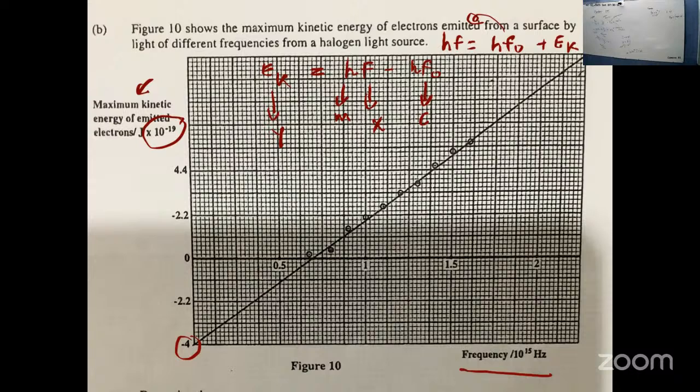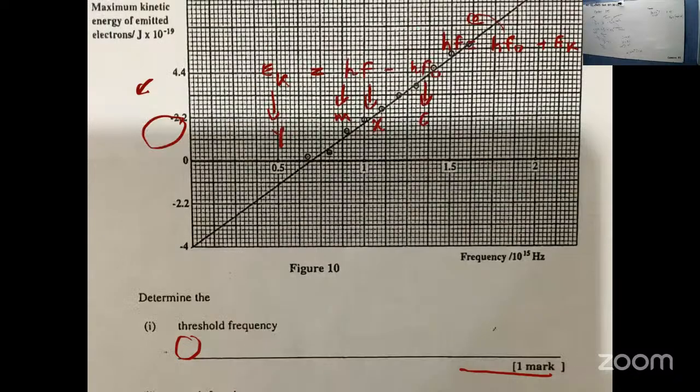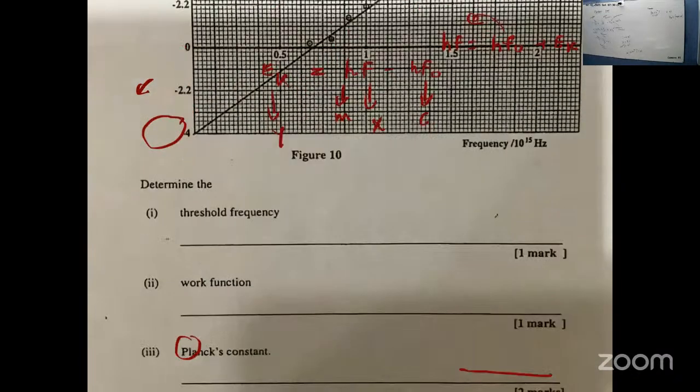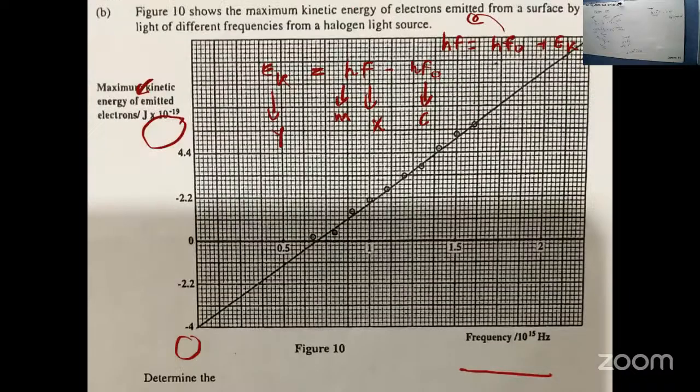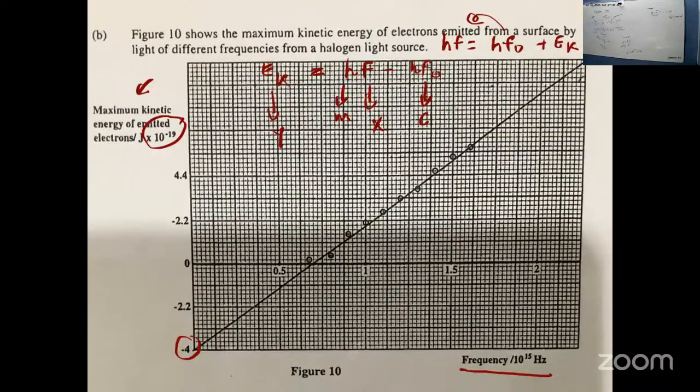Yeah, but we found that out already too. Oh wait, hold on, let's see what they ask for. They ask for threshold frequency, work function, Planck constant. Try those now, please. Find threshold frequency and so on. Tell me what you get, please. You have to find threshold frequency, work function, and Planck constant. And that was the last thing, Planck constant.